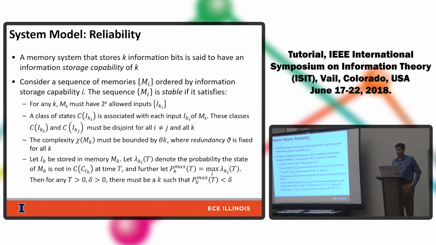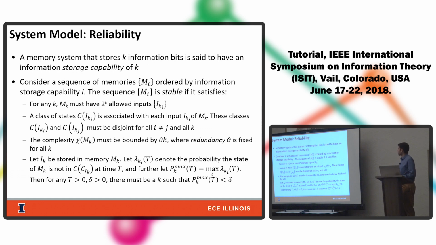So we want to define reliability as follows. We're going to be storing k information bits. And so we'll say that the system has storage capability of k. And we'll consider a sequence of memories, increasing in size, ordered by this storage capability k. And we'll say that the system is stable in this sense of recovery if it satisfies the following properties. It has a rate. So for any k and m sub k, it has to have 2 to the k allowed inputs. Right, so that's the code book.